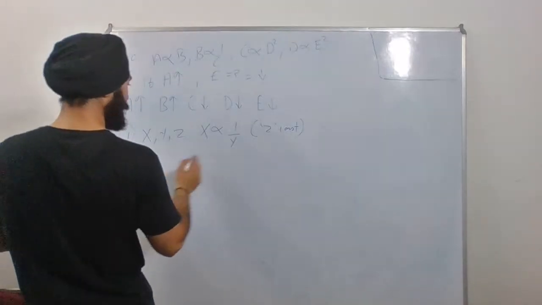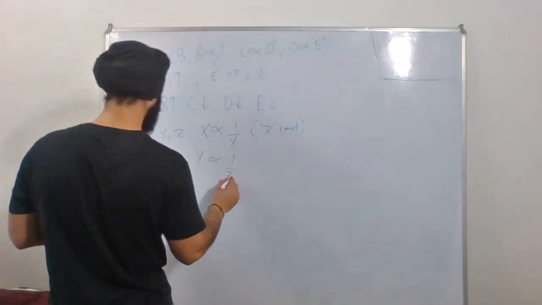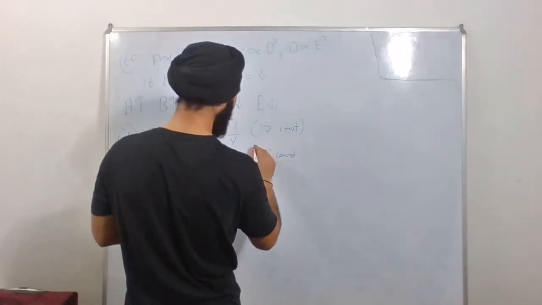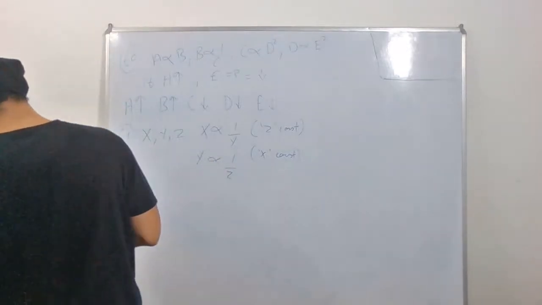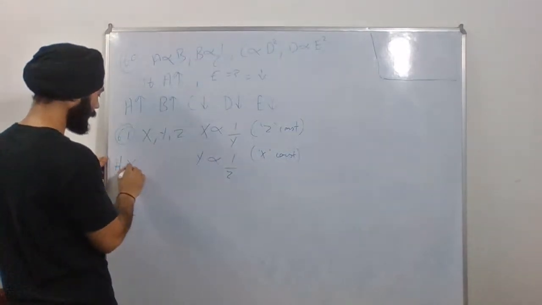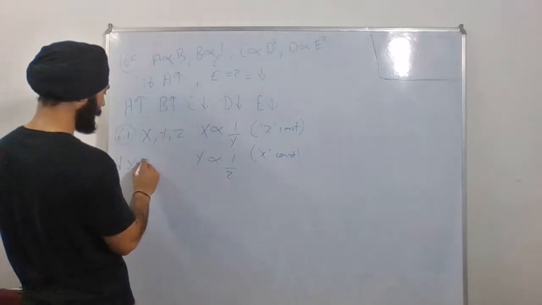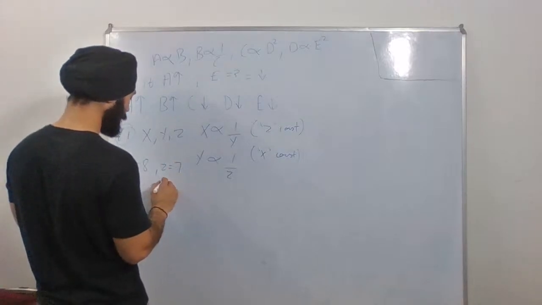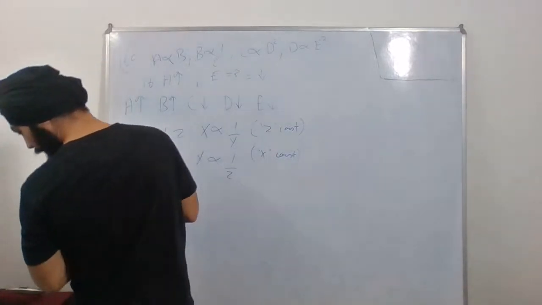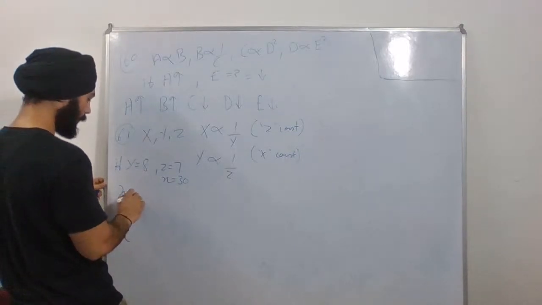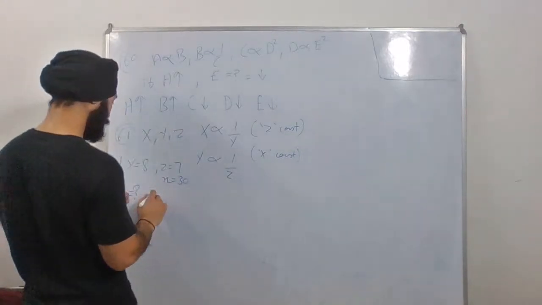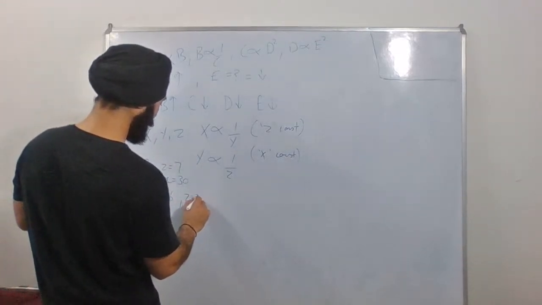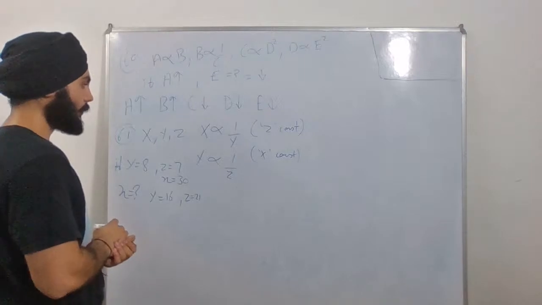Y varies inversely with Z when X is constant. Here X is constant. If now the condition is Y is equal to 8, Z is equal to 7, then X is 30. This is our first value. Now find X if Y is equal to 16 and Z is 21. Firstly, we need to find the values.